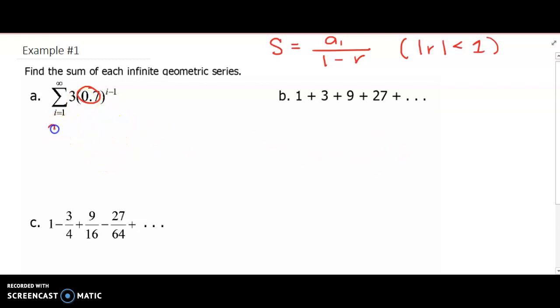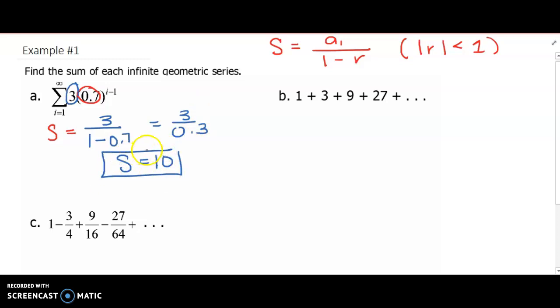Okay, so to find the sum here, I would just take our first term. Now notice this is in geometric form, so here's our a1. So our first term is 3 over 1 minus our r, and our r is 0.7. Okay, which is essentially 3 divided by 0.3. And if you put that in your calculator, our sum is going to be 10. Okay, it's that easy.